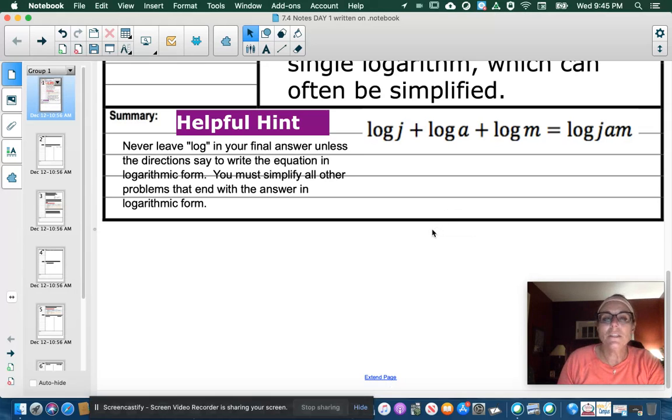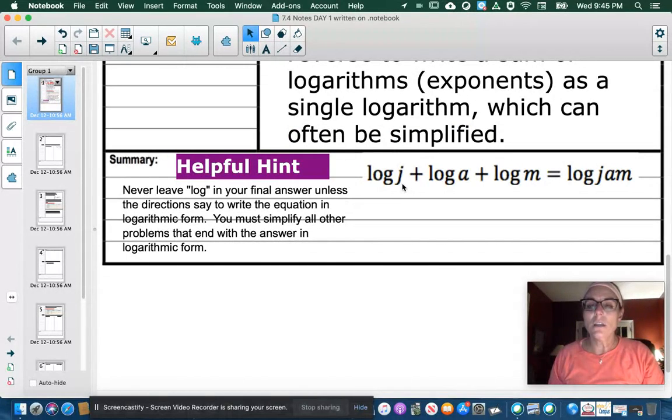And here's a helpful hint. You never leave log in your final answer unless the directions say to write the equation in logarithmic form. Then yes, you're going to have log in your final answer. You must simplify all other problems that end with the answer in logarithmic form. So if we have log j plus log a plus log m, that is equivalent to the log of j times a times m.